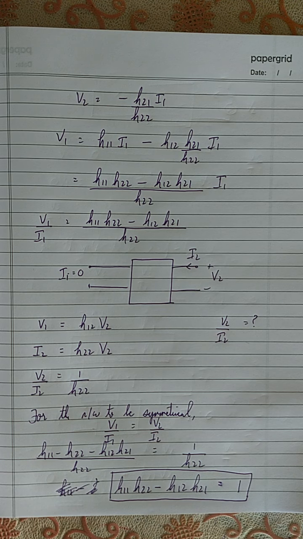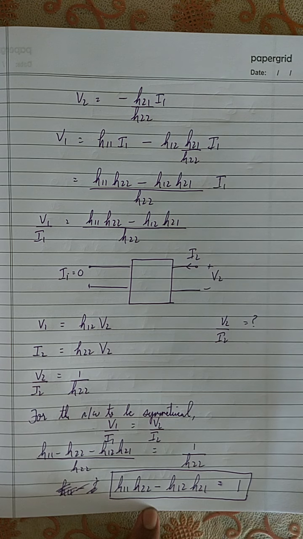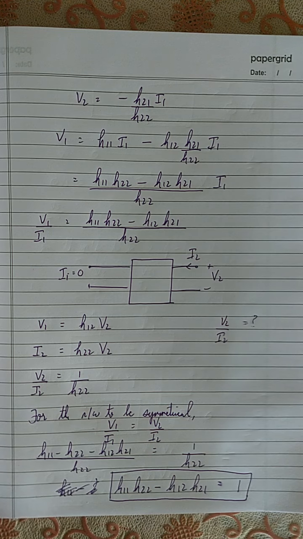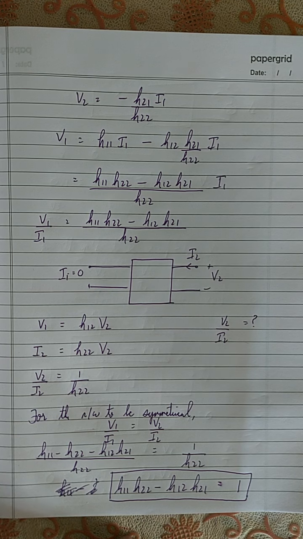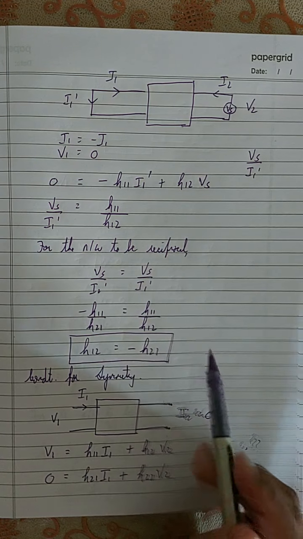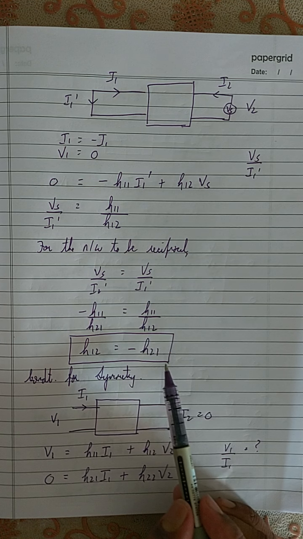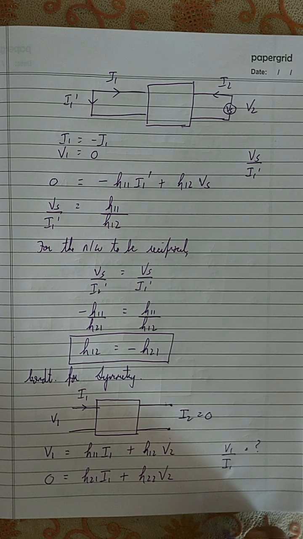So that means you need to find the value of H11, then H22, then H12 and H21. Then you multiply H11 and H22, and you multiply H12 with H21. After multiplying both of them, you find the difference, and if the difference is equal to 1, then the network is said to be symmetrical. This is how we check whether the network is symmetrical or not. And in the same way, for reciprocity, you find the value of H12 and the value of H21, and when H12 is equal to minus H21, then you can say that the network is reciprocal.